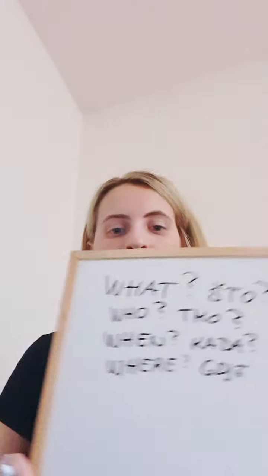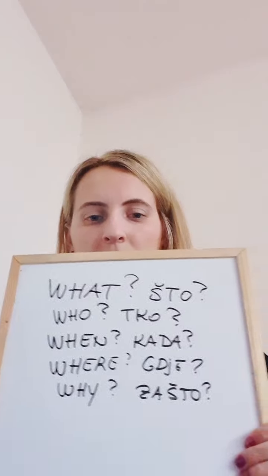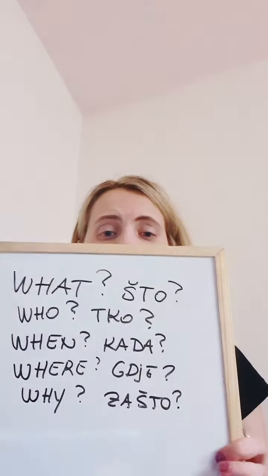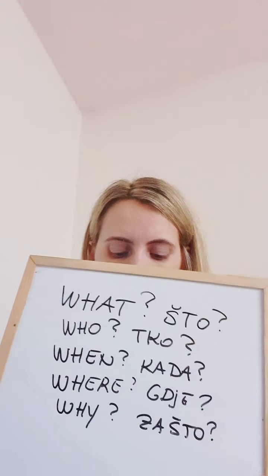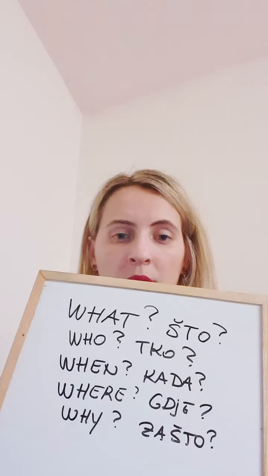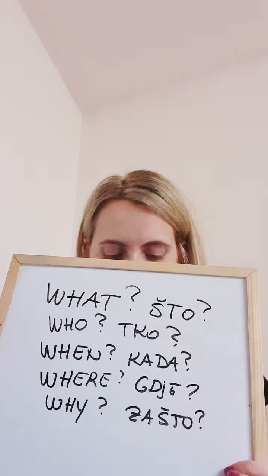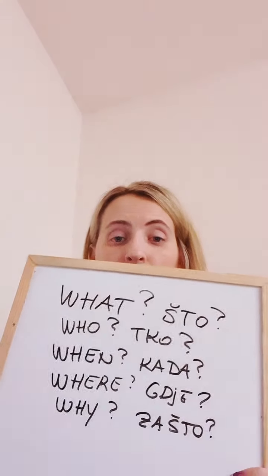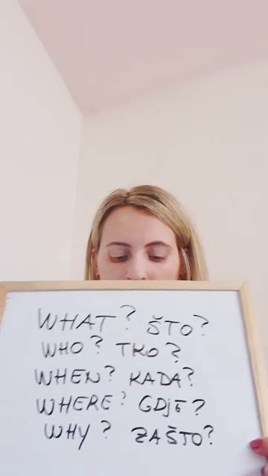Okay, so where is gdje? Where is gdje? And why is zašto? Zašto? Okay, so you have što, what, tko, who, kada, when, gdje, where, and zašto, why. Okay, so it is like this.